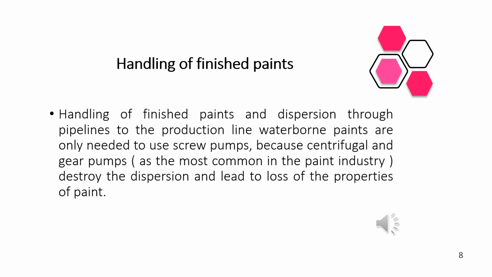So that's why waterborne paints only use screw pumps, because centrifugal pumps have many side effects in the production of waterborne paints. They destroy the dispersion, and some properties of the paints are lost by using those pumps.